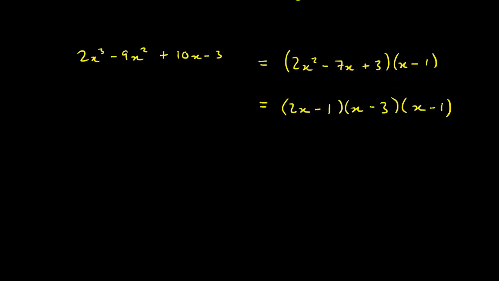polynomial. And remember, that's equal to 0. That was the initial thing. So we're trying to find the x-intercepts. And so therefore the x-intercepts will be x is equal to a half, because that's where 2x minus 1 is equal to 0, or x is equal to 3, that's where x minus 3 is equal to 0, or x is equal to 1, where x minus 1 is equal to 0. So those are the three roots of that polynomial.